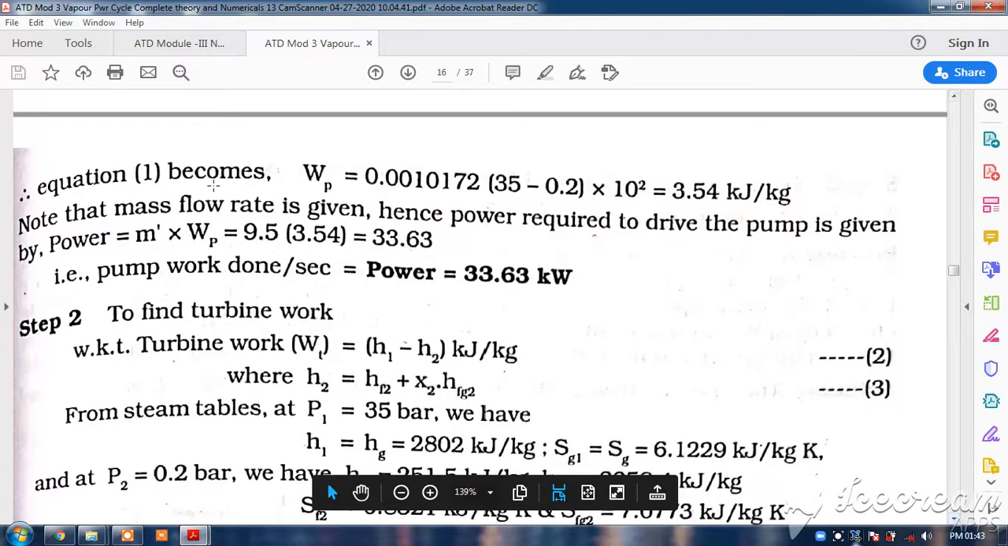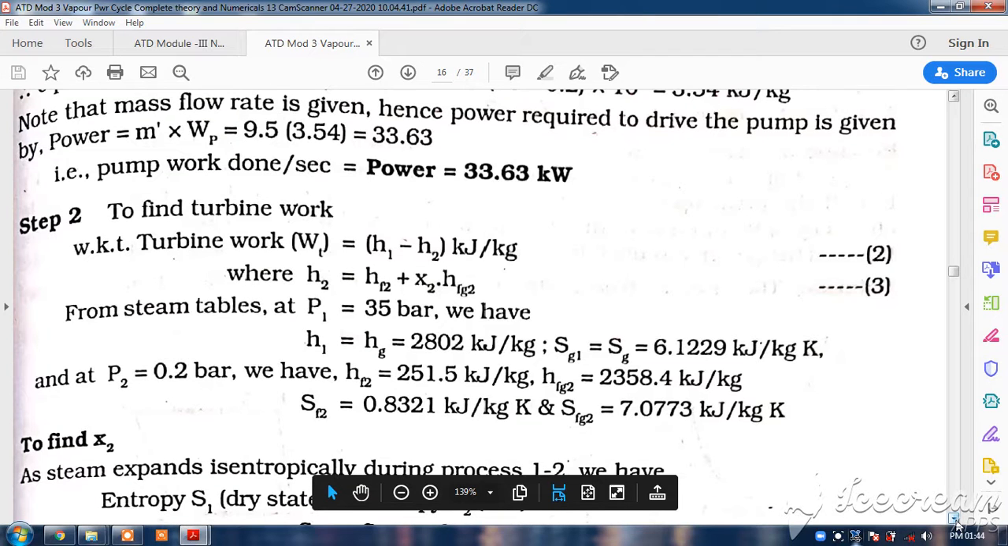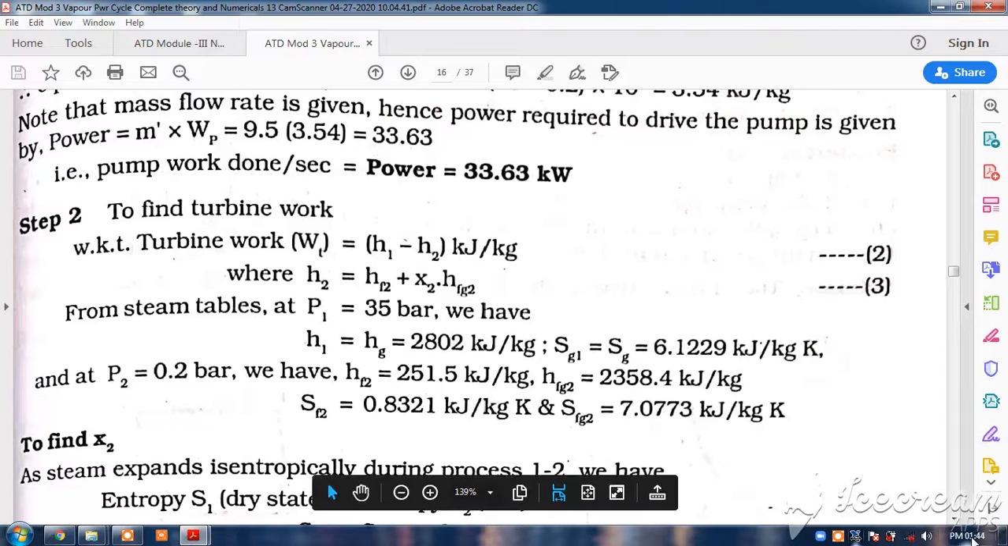Now the pump work is equal to mass flow rate into the pump work. The power required is equal to mass flow rate into pump work. So the power is equal to 9.5 kg per second into 3.54 kilojoules per kg, that is 33.63 kilowatt. This is the pump work, power required for the pump. The pump work is only 3.54 kilojoules per kg, but multiplying this with the mass flow rate you get the power. Okay, pump work is only 3.54 kilojoules per kg.